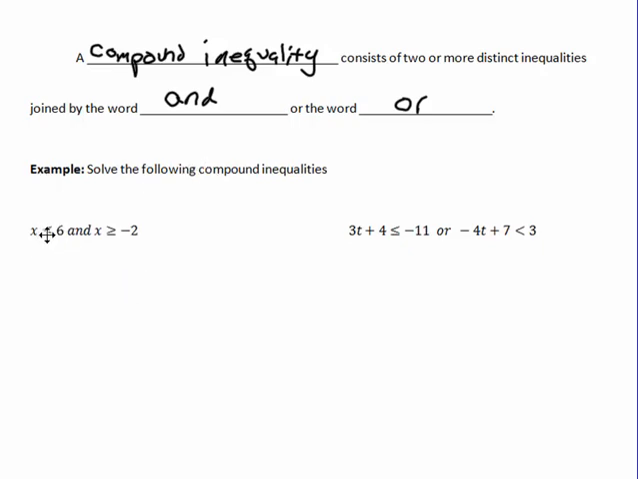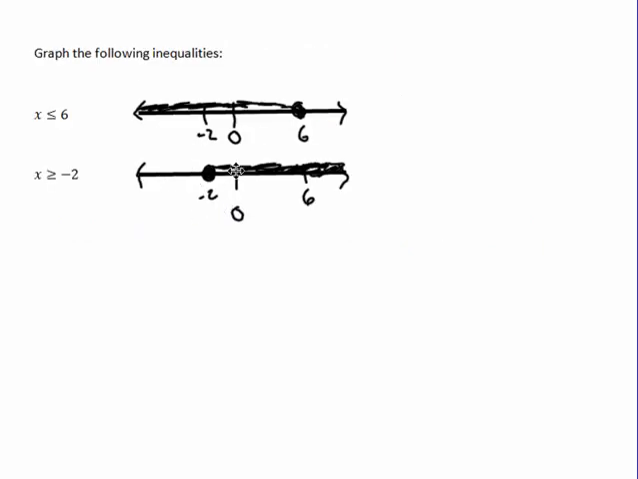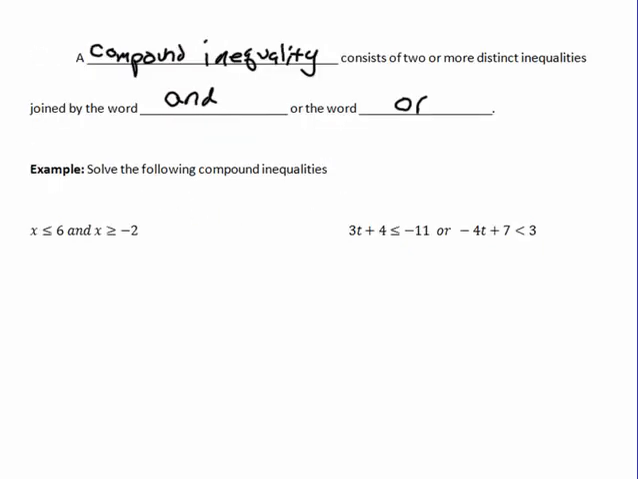Well, here we have x is less than or equal to 6 and x is greater than or equal to -2. So here what we're basically doing is we're taking two individual inequalities that we've been able to solve, for instance these, and we're going to put them together on the same number line. And the solution set has to satisfy both at the same time. So that's the key to these, is that the solution set has to satisfy both.